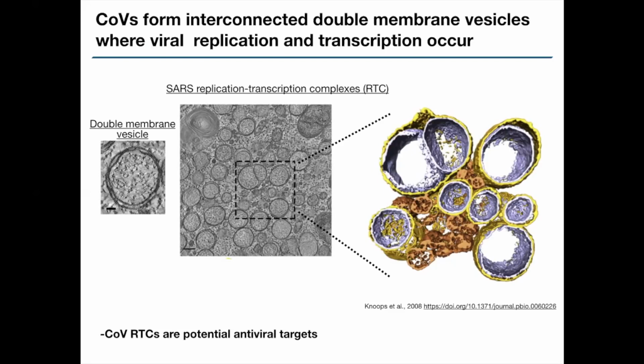First of all, by compartmentalizing, they can protect their genome from potential attack by antiviral mechanisms or other exonucleases or nucleases that might be present generally in the cytoplasm. It also can help them concentrate the factors necessary to efficiently replicate and transcribe the viral genome. Because these replication compartments, these RTCs, are essential for replication of the virus, these have been discussed as potential antiviral targets by trying to disrupt this membrane formation.